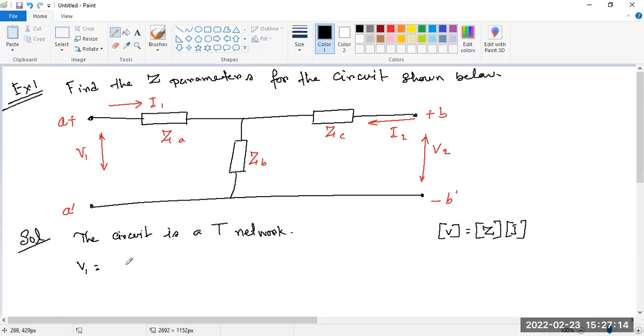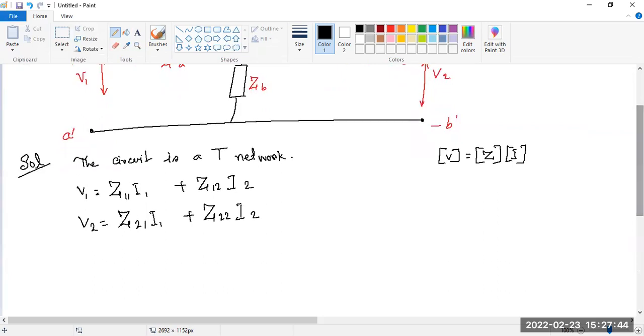So V1 is Z11 I1 plus Z12 into I2, and V2 is Z21 into I1 plus Z22 into I2. This is the Z parameter equation. Just remember.